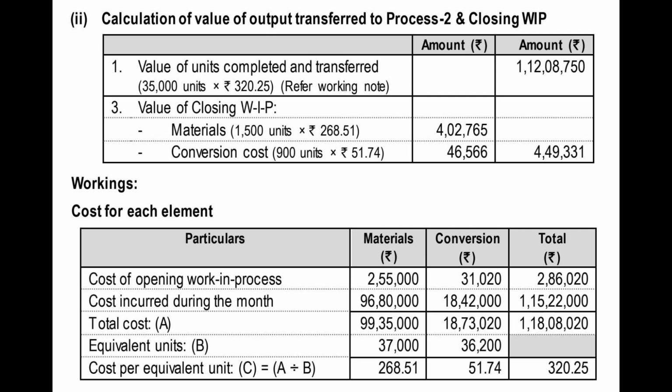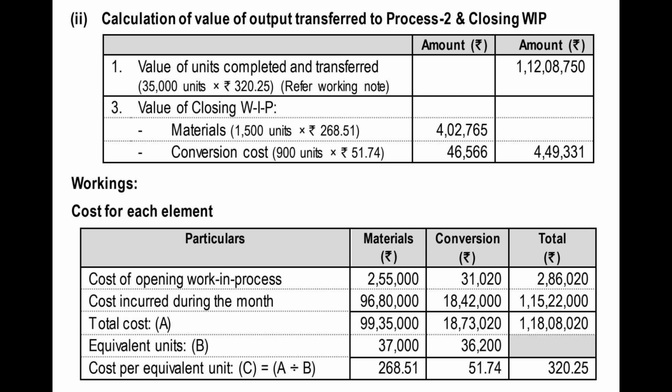Update 4,02,765. Then value of closing work in progress with respect to conversion cost: the number of units is not 1500 units, it is 900 units. Why? Because we have to take only the equivalent number of units. So open the bracket, 900 units into 51.74. Update the outer column, 46,566.